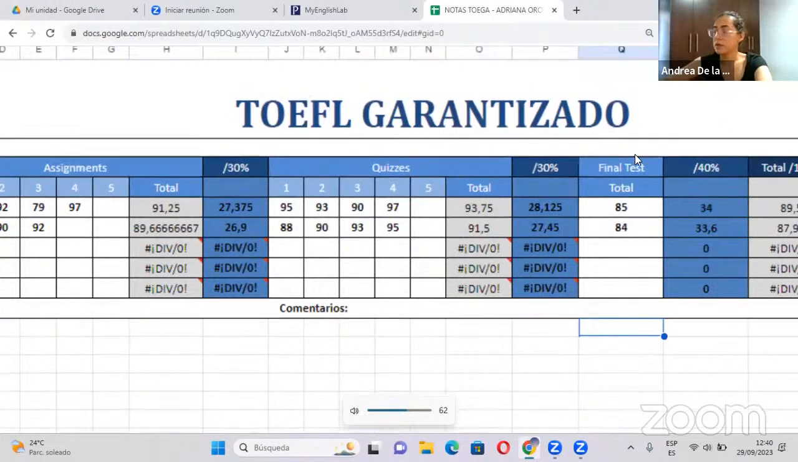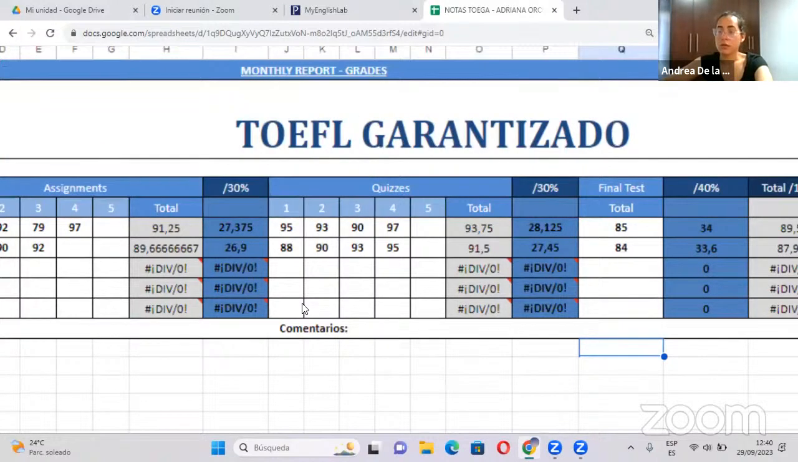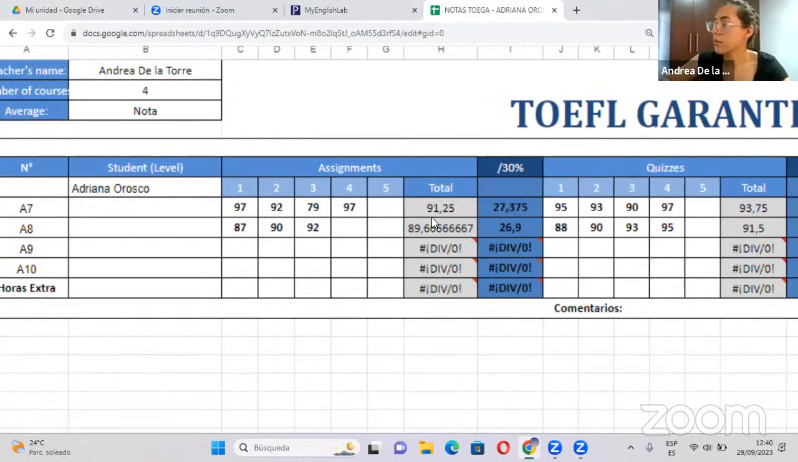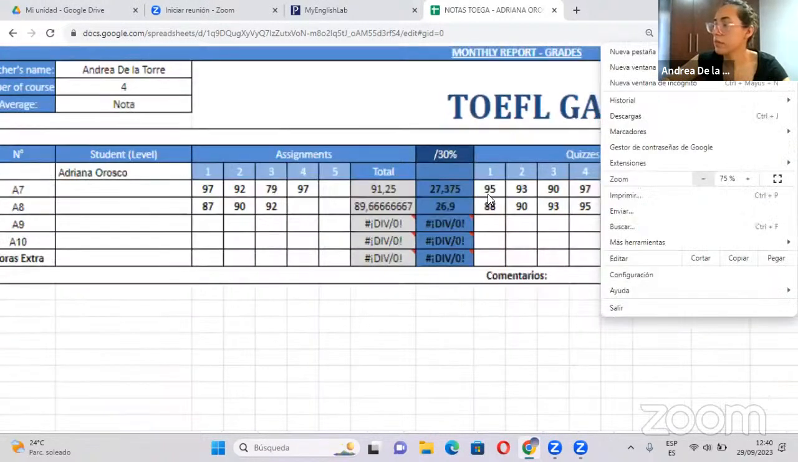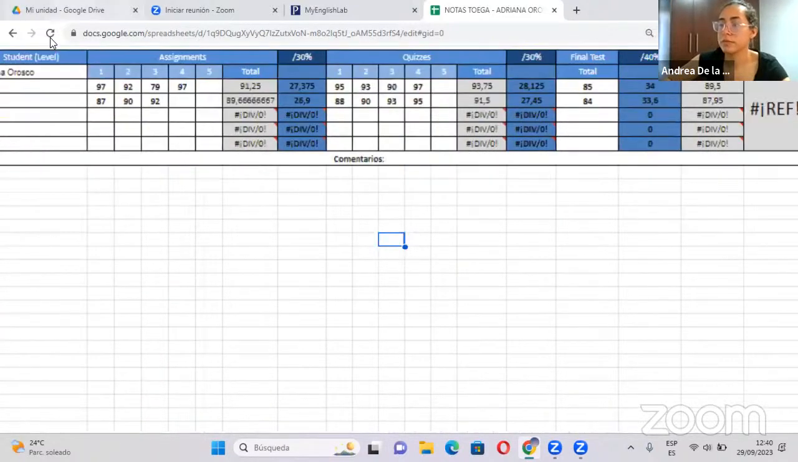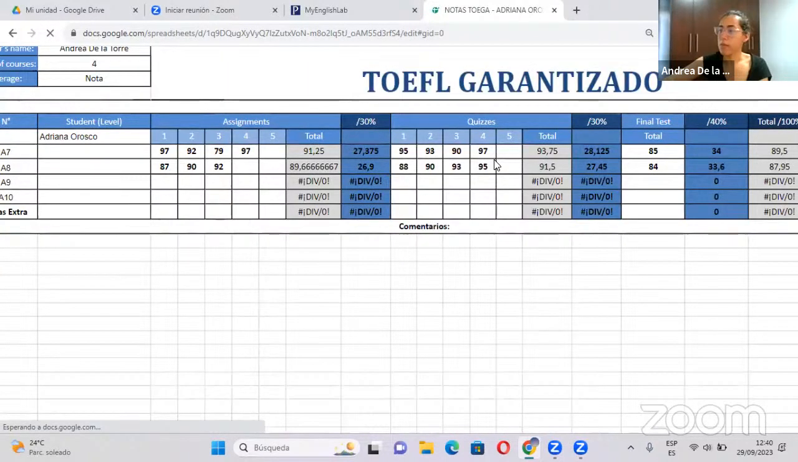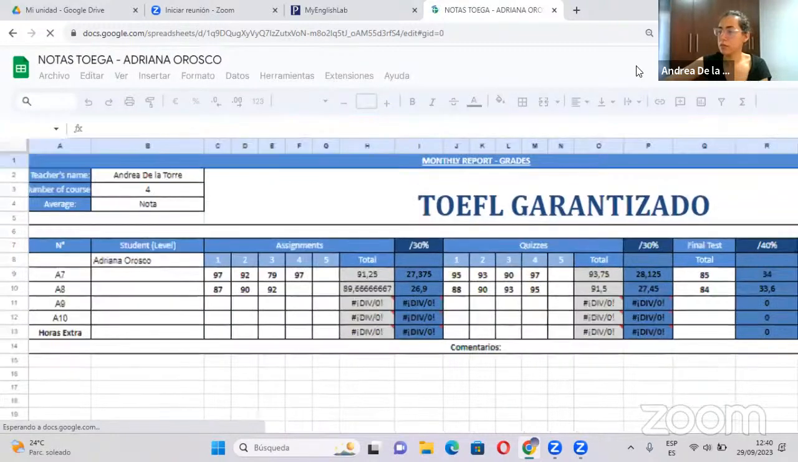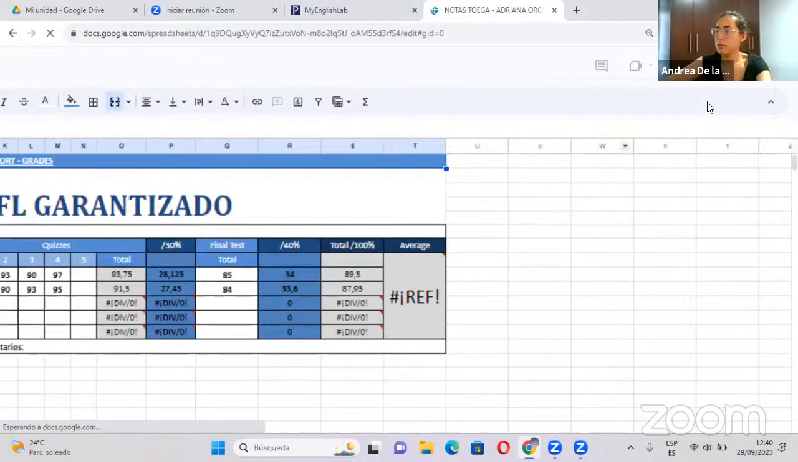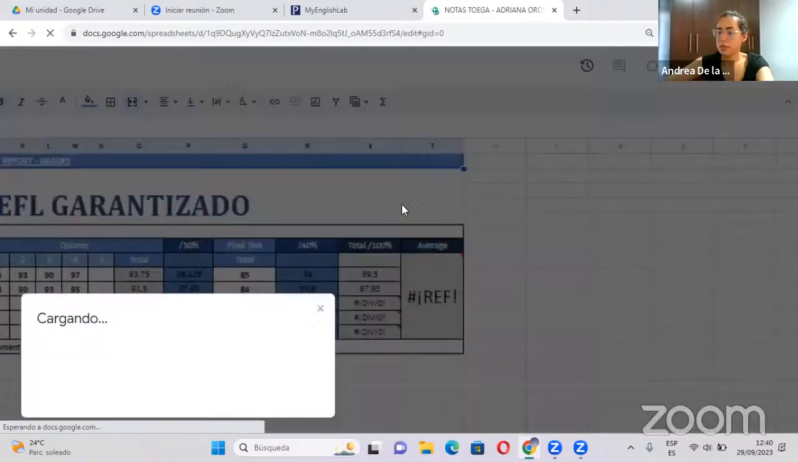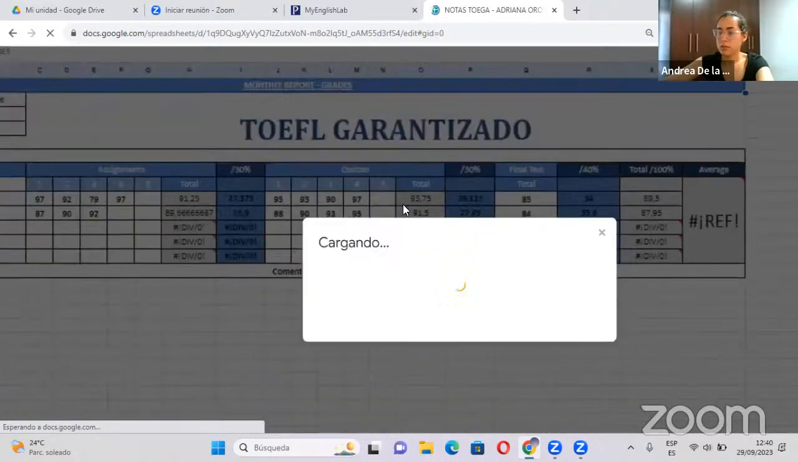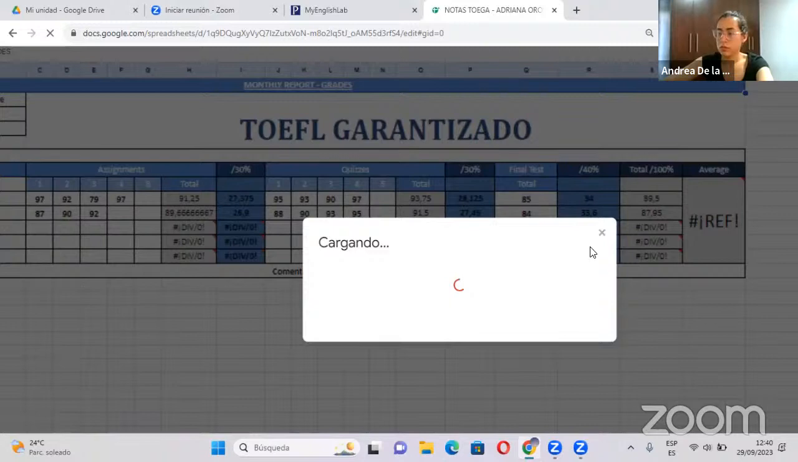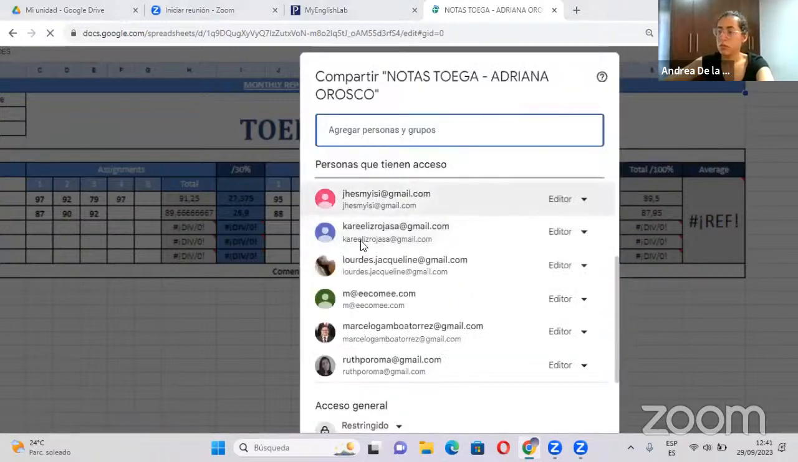Let's see if I can do it. Okay, weird. Okay, so I don't know. I don't think I can share it, but I'll be showing you your grades whenever you want to see it.